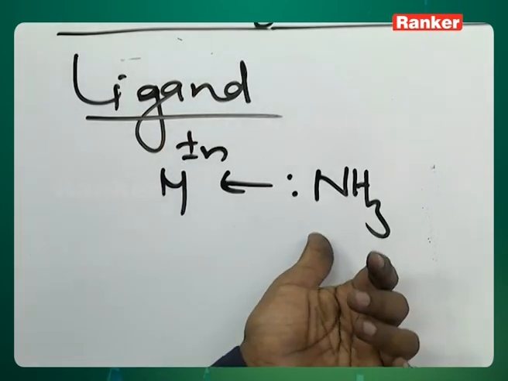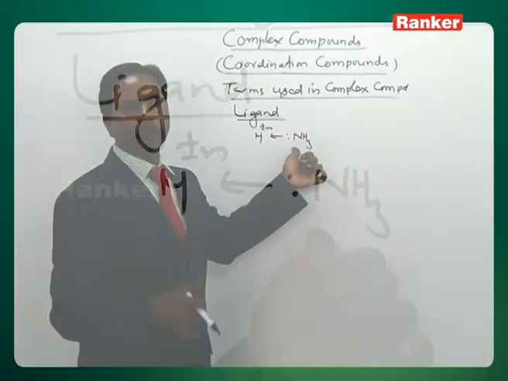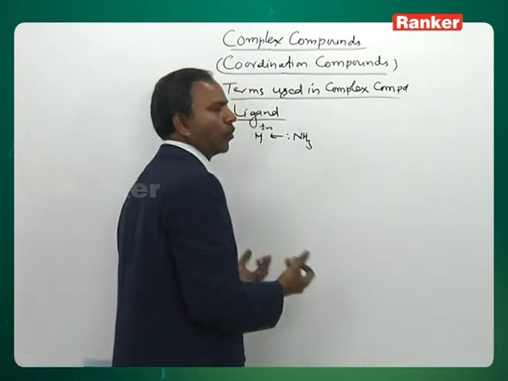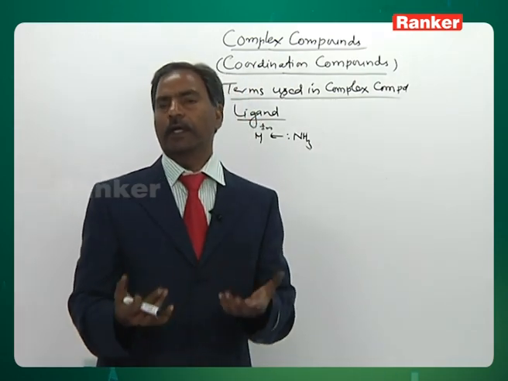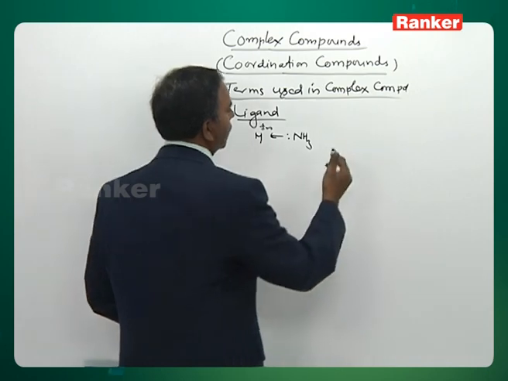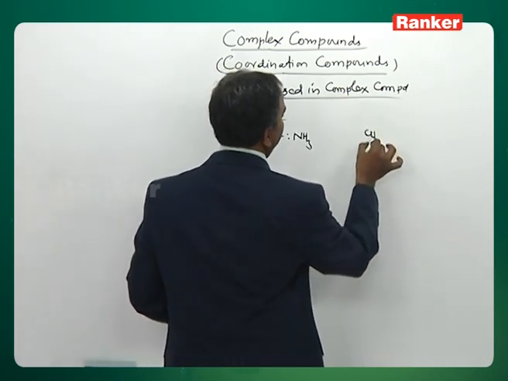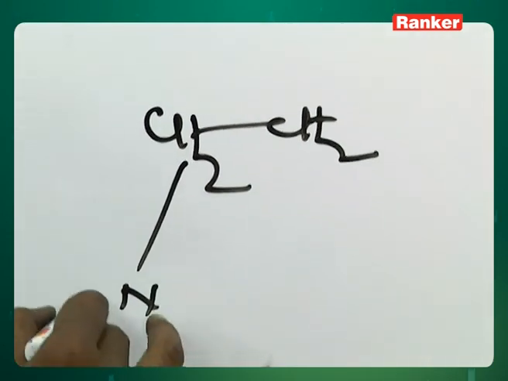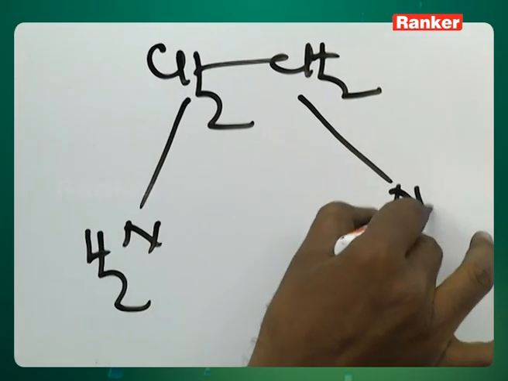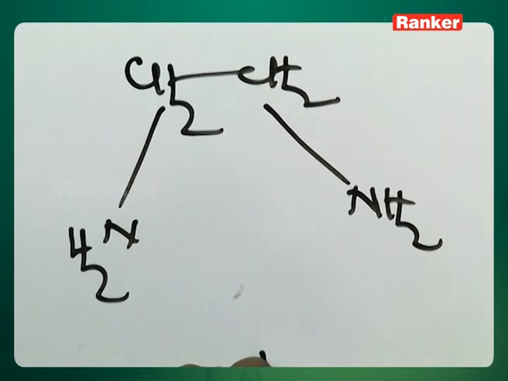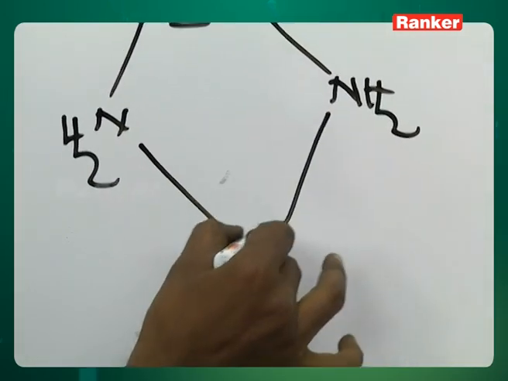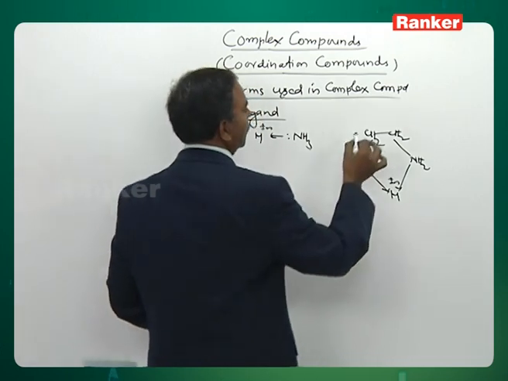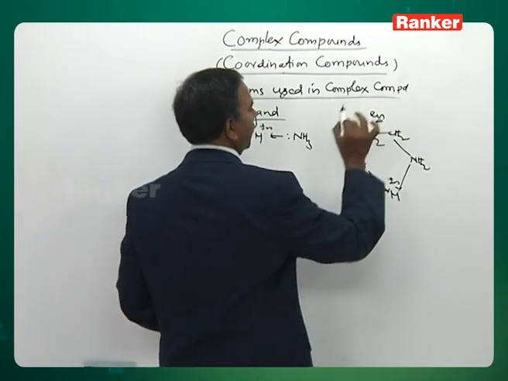Consider the amine ligand, which is carrying only one donor atom. This is known as monodentate. There may be ligands with more than one donor atom, that is, bidentate and tridentate. Let us see now. Ethylene diamine, let me write it. Ethylene diamine carries two donor atoms. En, or ethylene diamine.